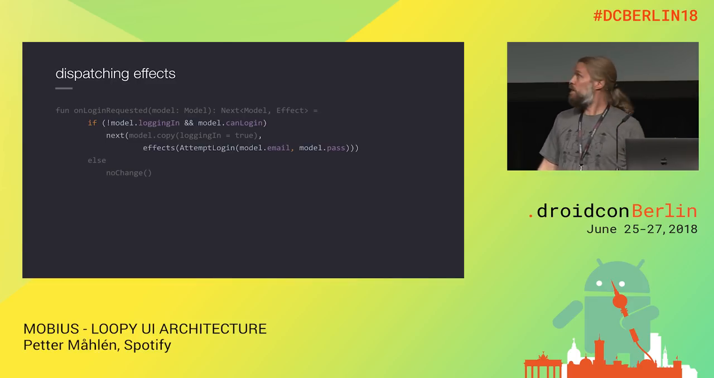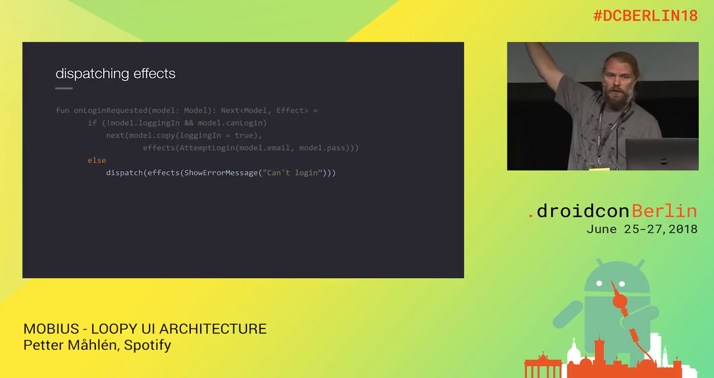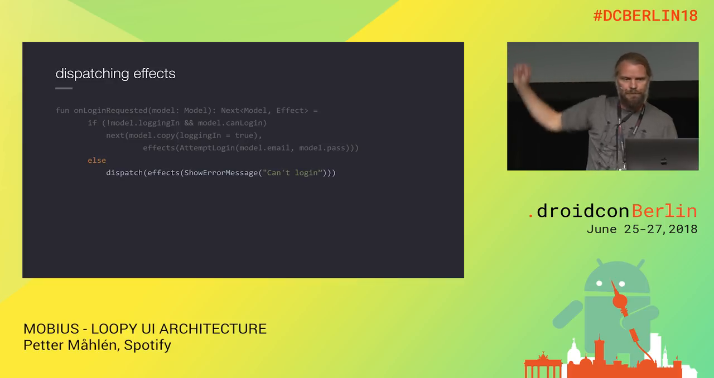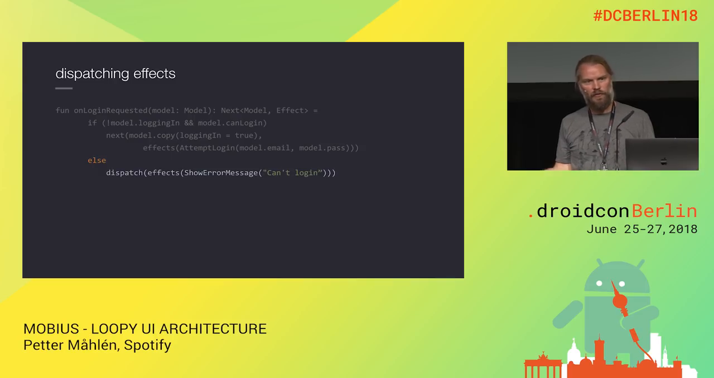And then we can add, using this utility method called effects, which creates a set of effects, the attempt login request. So now we're going to start that. And we can also say, if it happens that you are able to somehow click on the login button without actually being able to log in, then we can say, sorry, you can't do that.